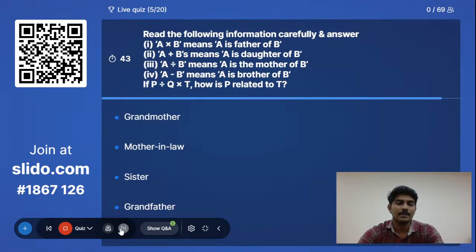And you'll have 45 seconds to answer the question. And this question is also from blood relations. And this topic we call the coded relation concept.